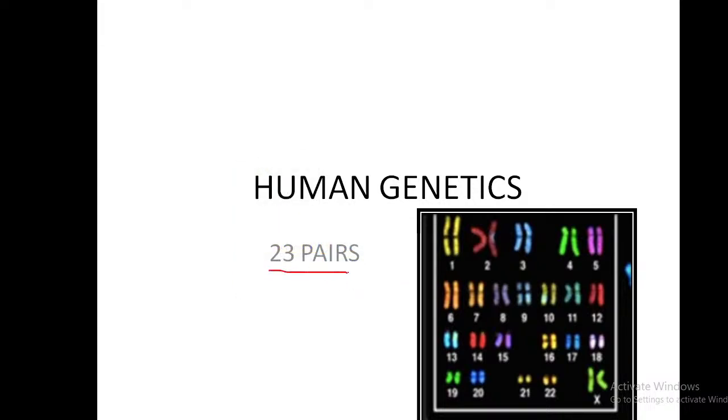Now, in human beings, basically, there are 23 pairs of chromosomes, out of which 22 are autosomes and one pair is sex chromosomes. And this is the basic chromosome structure. Here you can see 22 pairs, 1, 2, 3, 4, 5, 6, 7, 8, and so on till 22, then one pair of sex chromosomes. This is what I said.